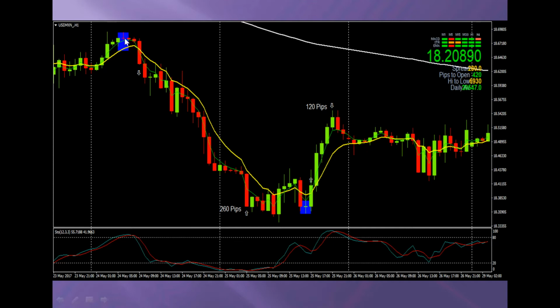So step 1, we've got the Doji. Step 2, we've got the candle that closed below the T line. We check our T line. This candle closed below the T line. This is a sell signal. So we sell, we go short on the very next candle. And then we just ride that down. Follow the trend. And it goes all the way down to 260 pips.